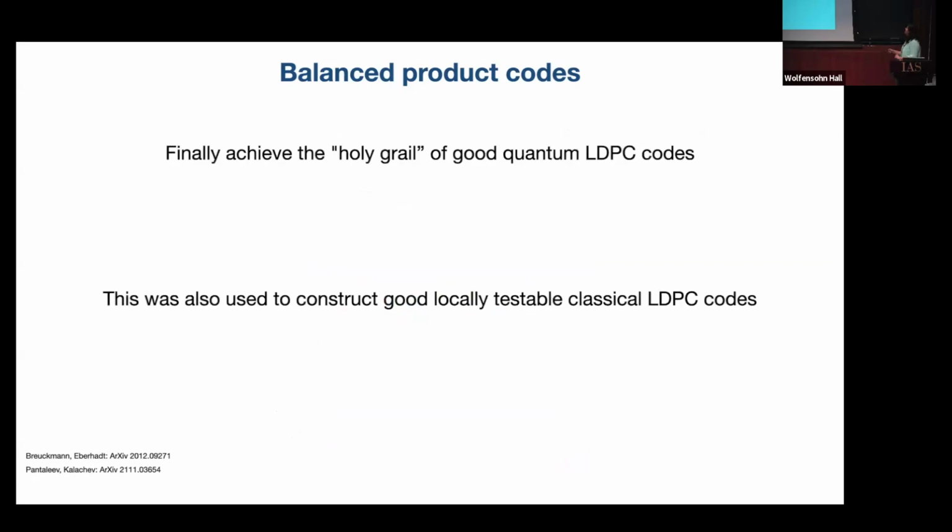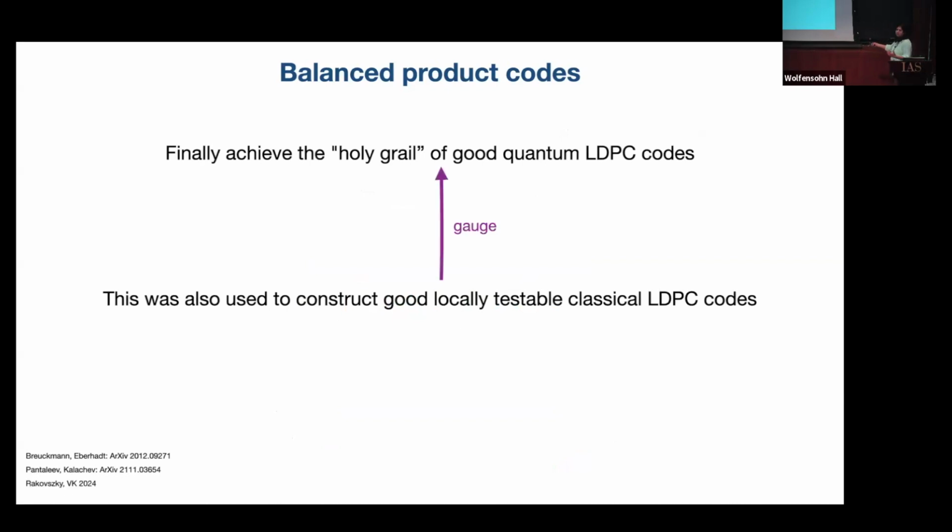So these balanced product codes finally achieved this holy grail of constructing a good quantum LDPC code. And the same construction was also used to construct these good locally testable classical codes. I won't tell you what they are. They're just some codes which have a particular structure in their energy barriers that make them very, very useful.